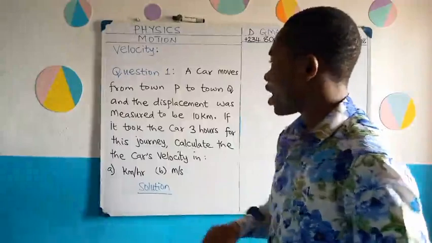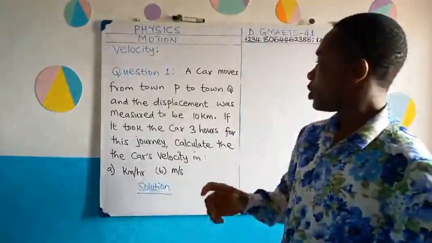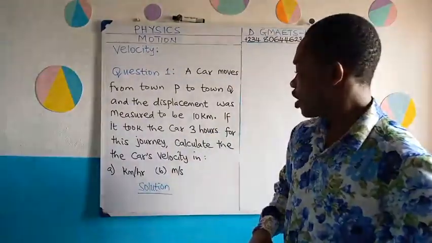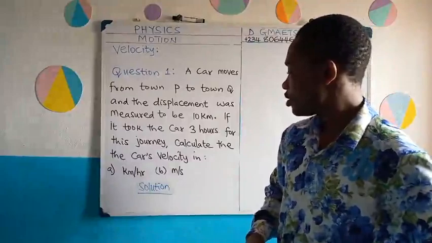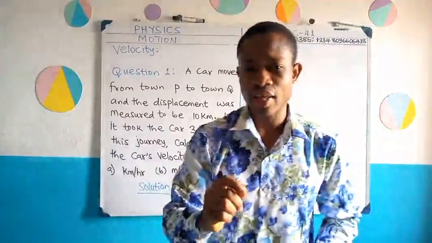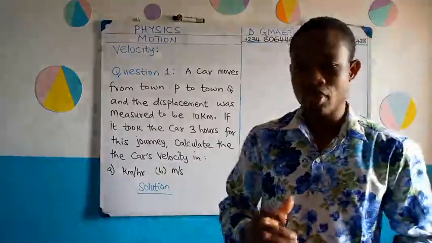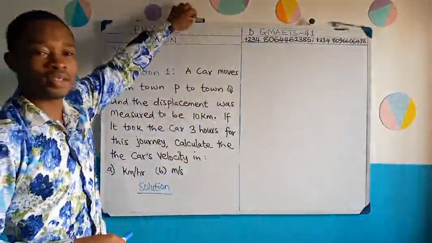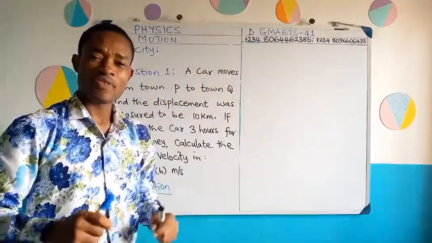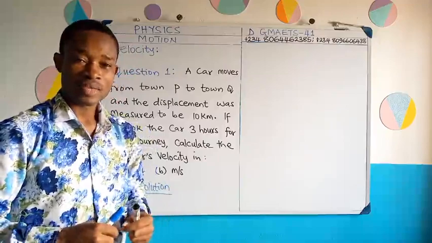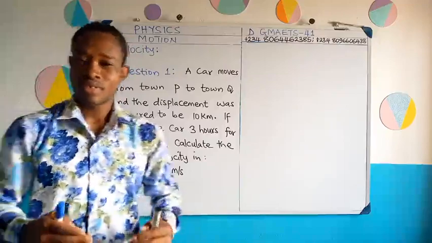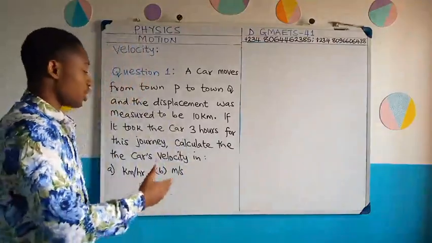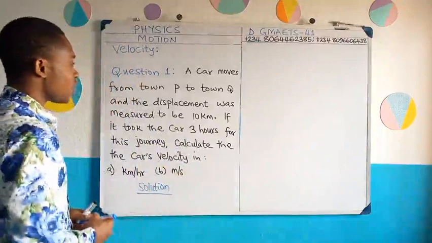It reads, a car moves from town P to town Q and the displacement was measured to be 10 kilometers. If it took the car 3 hours for this journey, calculate the car's velocity in A, kilometer per hour, B, meter per second. So there are two questions we're going to solve here, although both of them are solved the same way. The only difference is the unit of our answers: in part A the velocity should be in kilometers per hour, and in part B the velocity should be in meters per second. Alright, let's see how we solve this question.